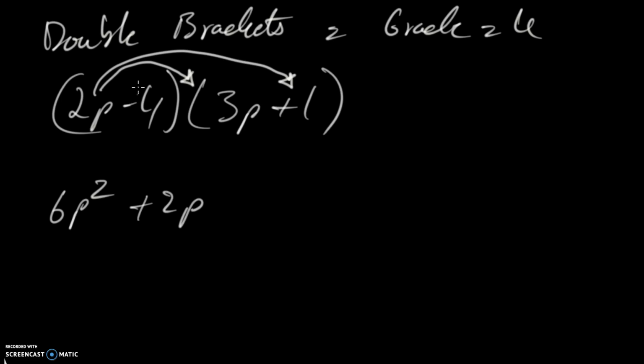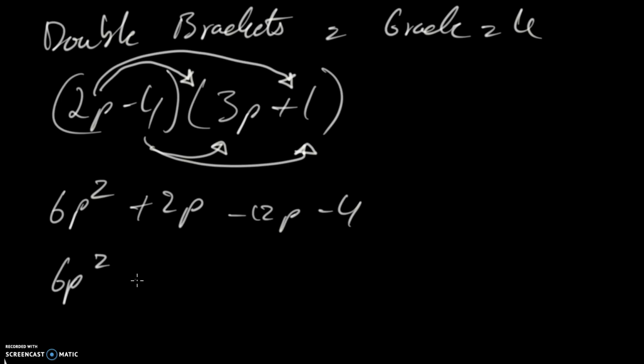Now we do it with minus 4. Minus 4 times by 3p, and then we do minus 4 times by plus 1 to give us minus 12p minus 4. Now we just simplify it to get 6p squared minus 10p minus 4. That's it. It's nothing hard. It's just the same as single brackets, but you just need to draw the arrows if you want to, and just understand the basic principles of how to do them.